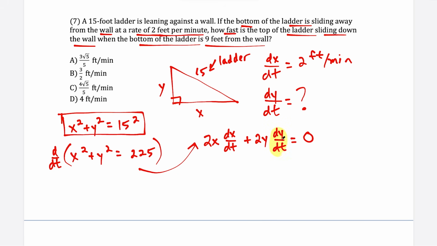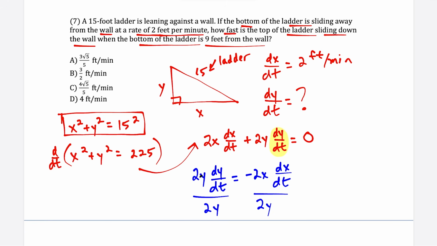And now the next thing we could do is solve for dy/dt, because that's the rate that we're looking for in this question. So what we could do is some algebra. We're going to move the 2x dx/dt over to the right. We're going to subtract it on both sides. So that's going to give us in the next line here, 2y dy/dt equals negative 2x dx/dt. And now what we're going to do from here is just divide both sides by 2y.